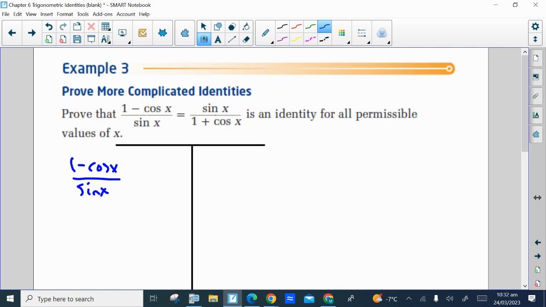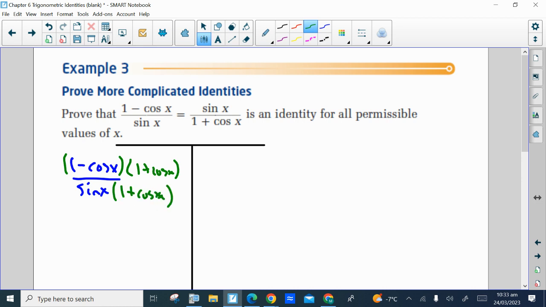And I say we're going to use conjugates. What we're going to do is we're going to multiply top and bottom by the conjugate of 1 minus cos x. So the conjugate, remember, is what you get when you factor a difference of squares. Same two terms, but with the opposite sign in between. The conjugate of 1 minus cos x is 1 plus cos x. And whatever you do to the top, you have to do the same thing to the bottom.